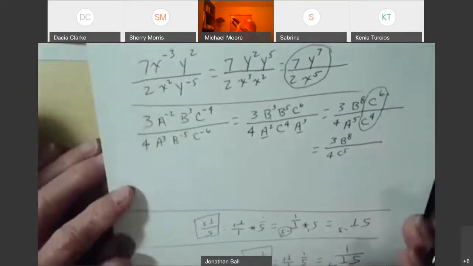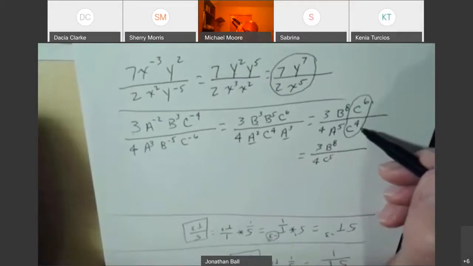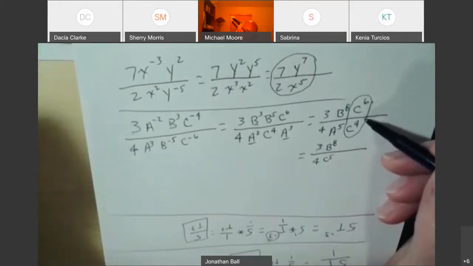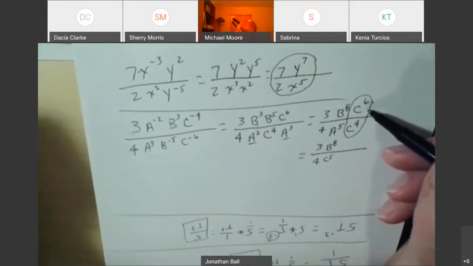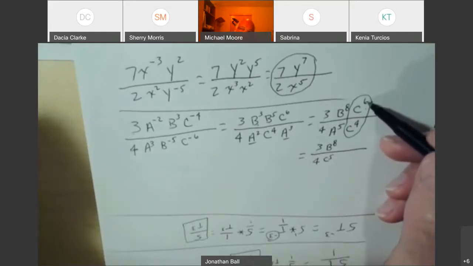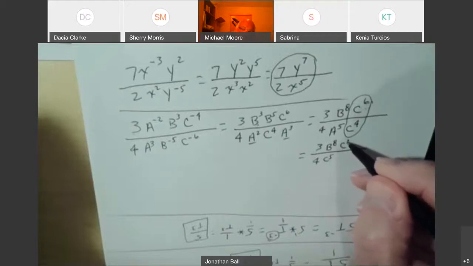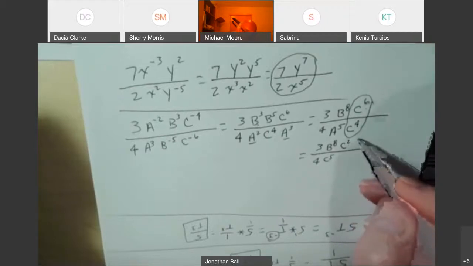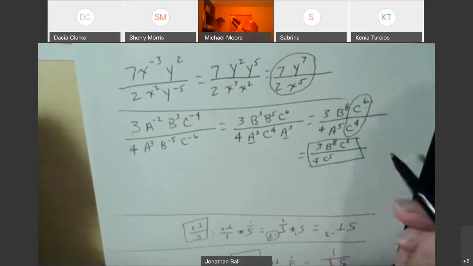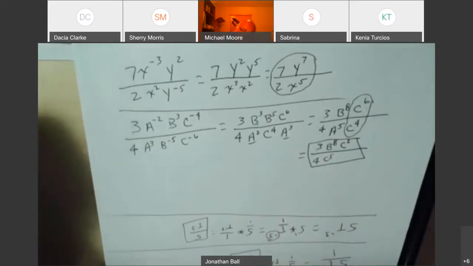Now we have the quotient rule, or when we're dividing. When we divide, what do we do with the exponents? We subtract them. Now there's more c's in the numerator. There's 6 here. 6 minus 4 is c squared. And I think that's all we can do.